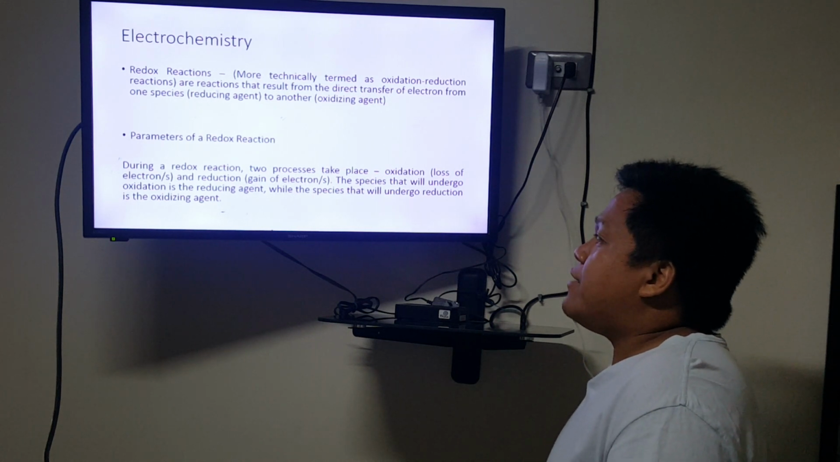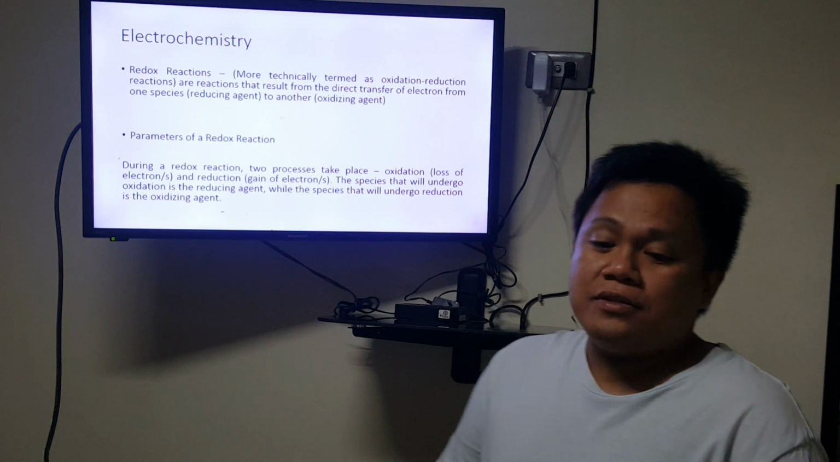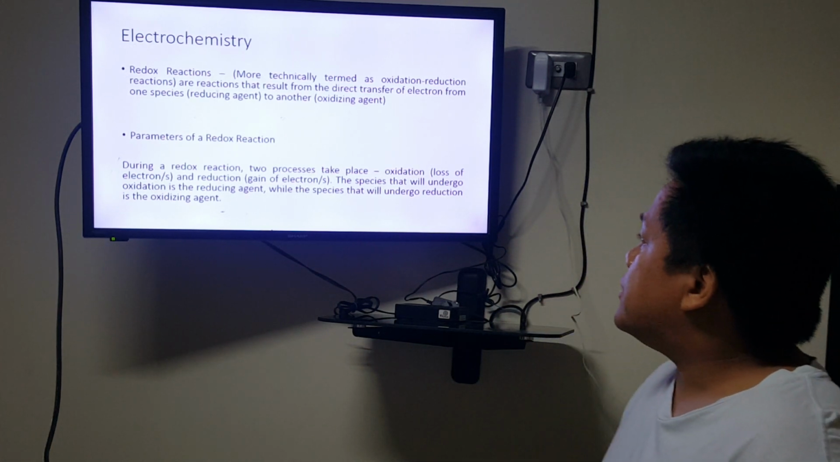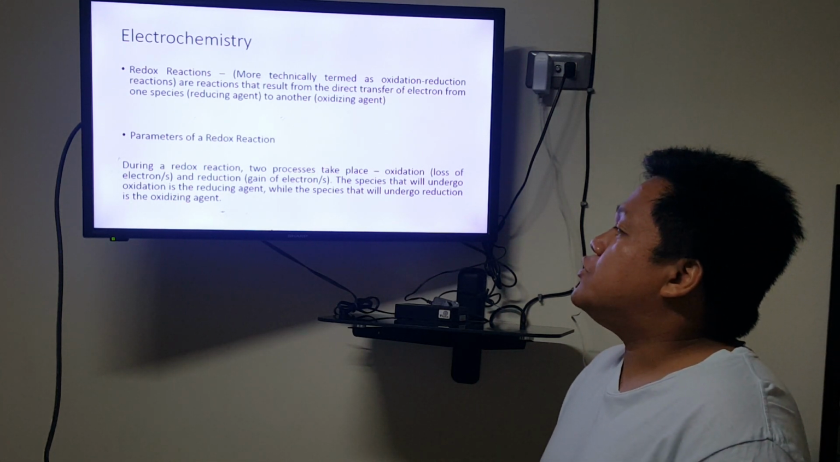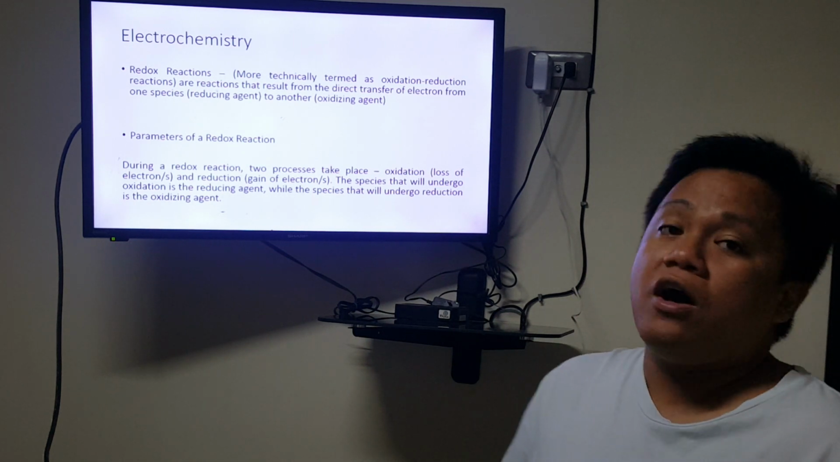Parameters of a redox reaction. During a redox reaction, two processes take place: oxidation and reduction. The species that will undergo oxidation is the reducing agent, while the species that will undergo reduction is the oxidizing agent.